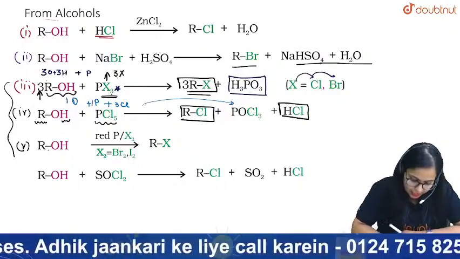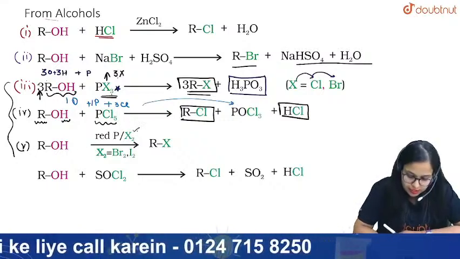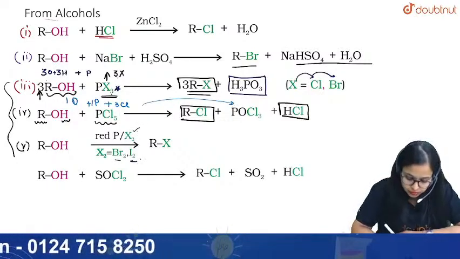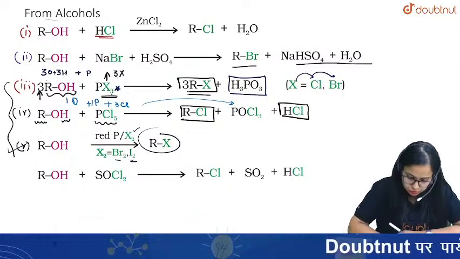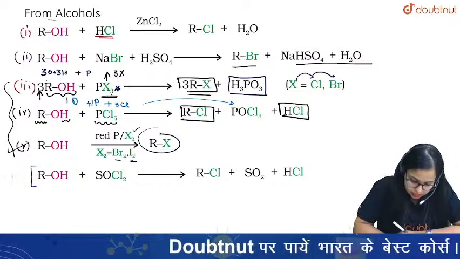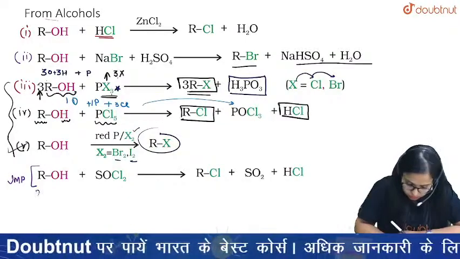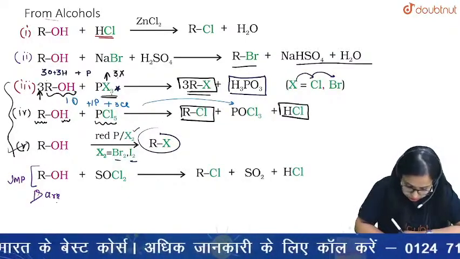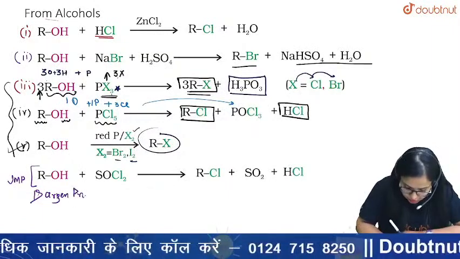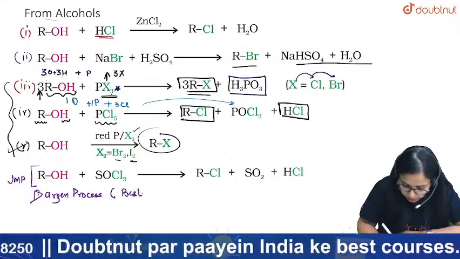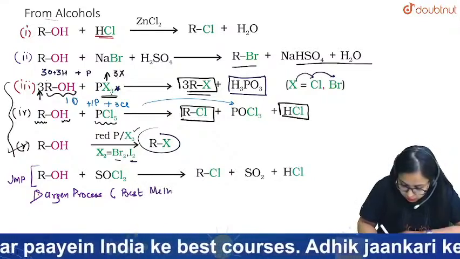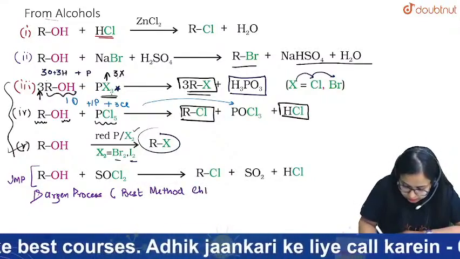And also when alcohol is treated with red phosphorus and normal halogen like Br2 and X2, it gives you RX. This is a direct reaction which you have to remember. And this is a very important reaction. This is known as Darzens process, and this is one of the best methods to prepare chloroalkane.